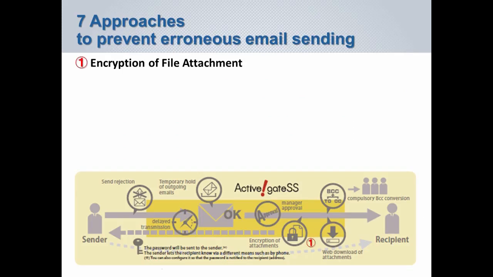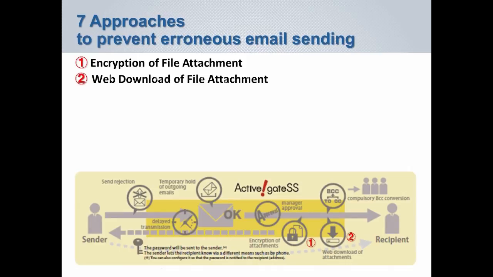The first is encryption of file attachment. All you need to do is send an email with a file attached. ActiveGate SS automatically encrypts the file and delivers it to the recipient in a secure condition. In addition, ActiveGate SS allows flexible password setting. For example, you can use a random password, set a password each time of sending, and set a fixed password for a specific domain in advance.